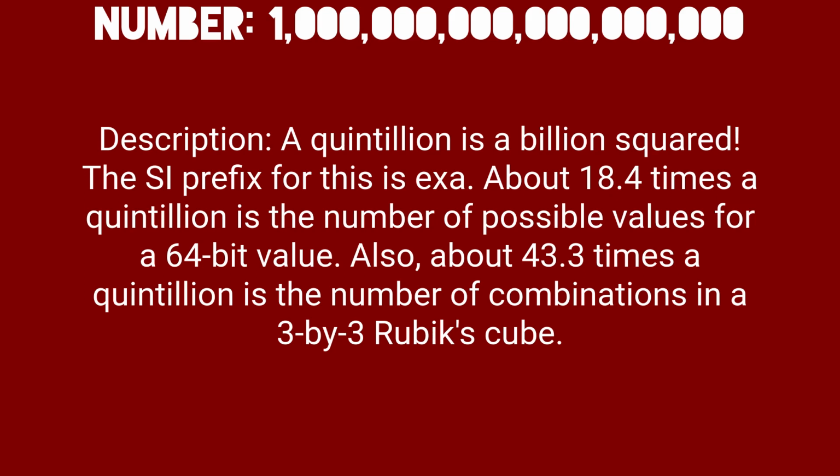10 to the 18th power. A quintillion is a billion squared. The SI prefix for this is exa. About 18.4 quintillion is the number of possible values for a 64-bit value. Also, about 43.3 quintillion is the number of combinations in a 3x3 Rubik's Cube.